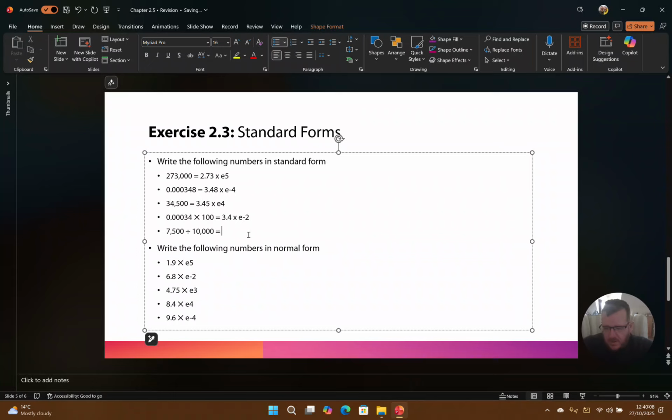And then we want to do the following. 7,500. So we do 7.5 E, it's 1, 2, 3. And then we're taking away 4 from that. 1, 2, 3, 4. I'm hoping that's correct. .75, yeah.